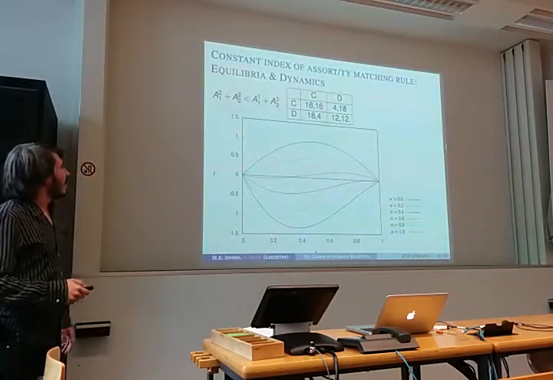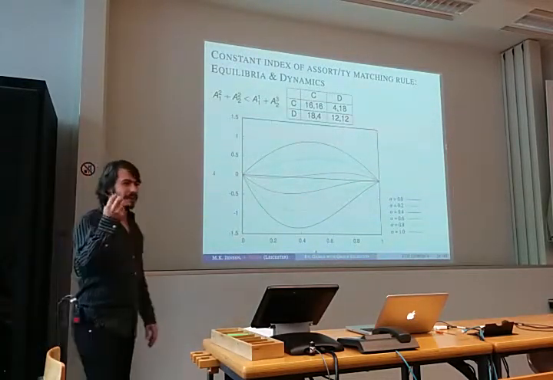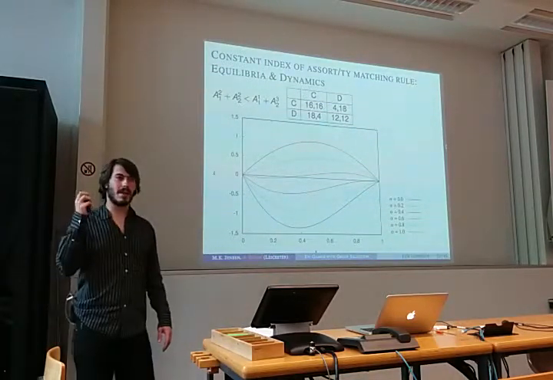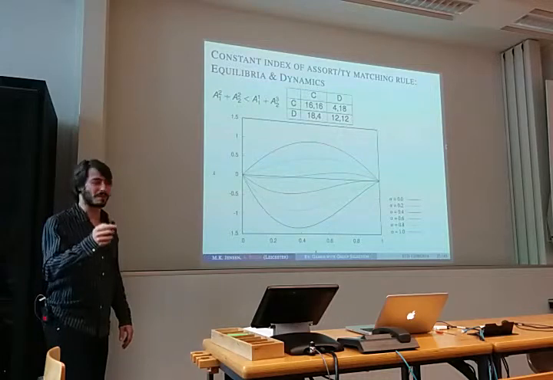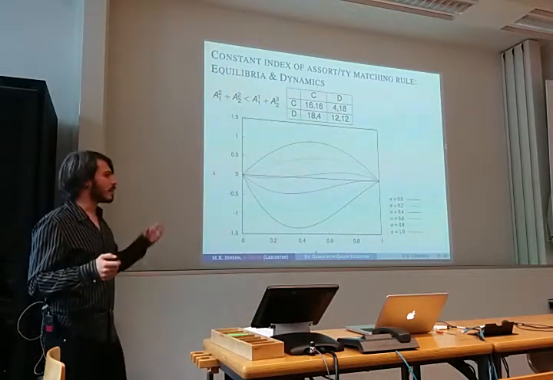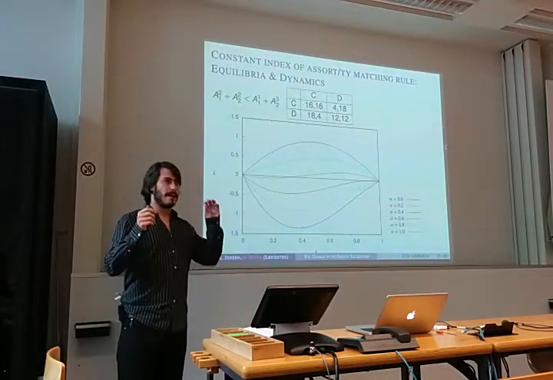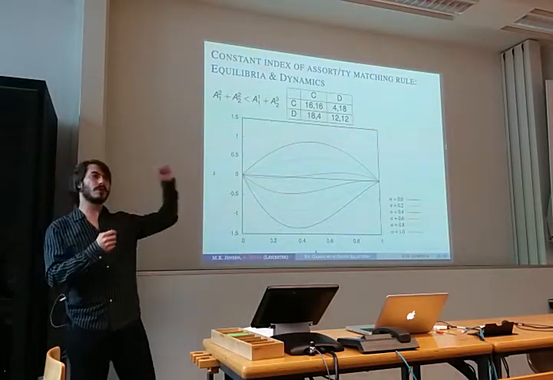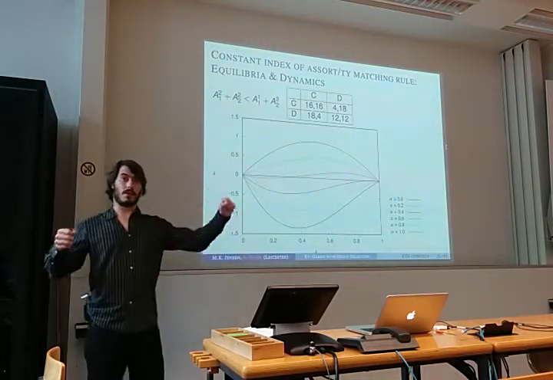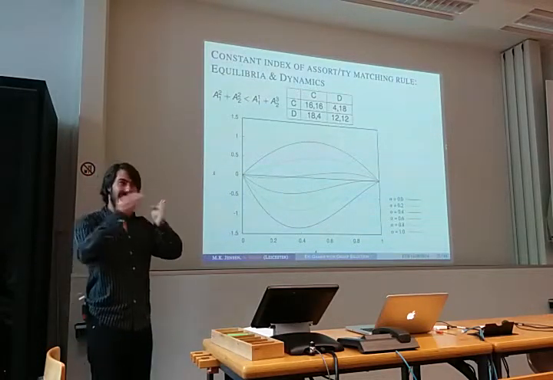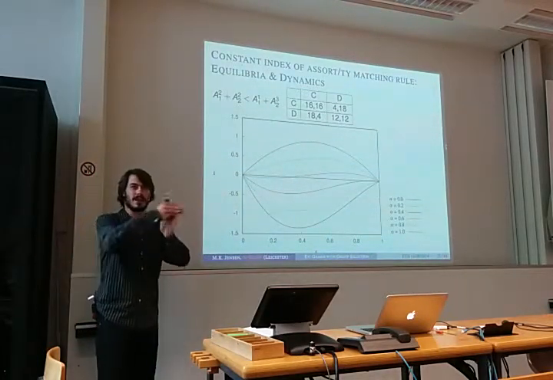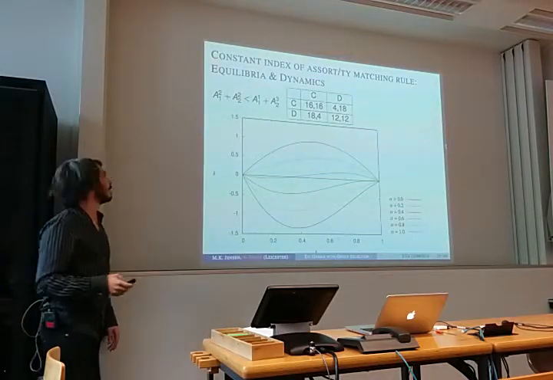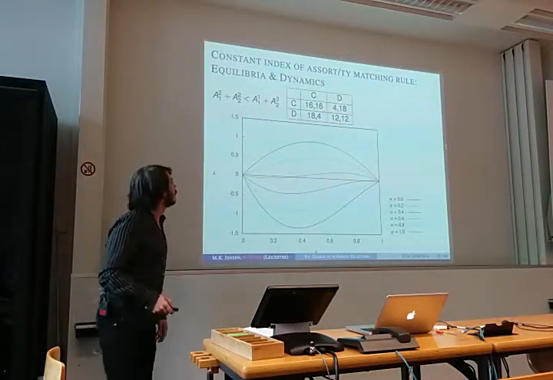Right, and I'm going to study a very specific set of matching rules that have a constant index of associativity, introduced by Bergström. So that means that it is more likely for cooperators to meet cooperators than defectors to meet cooperators, and the gap between the two probabilities is constant for any population state, for any state of the world.